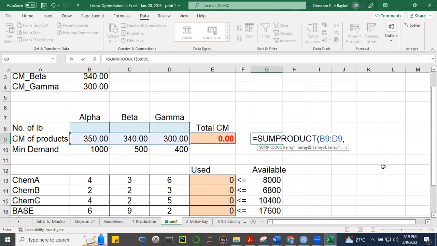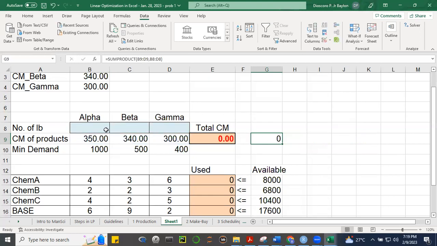You highlight the array for CM, and then highlight the array for the decision variables. If I just type here 1, 1, and 1, you notice that we have the same answer. So it means that these two formulas are equivalent. Let me just delete this.